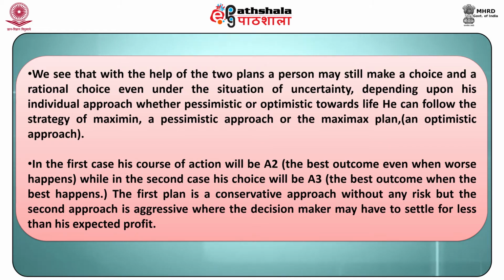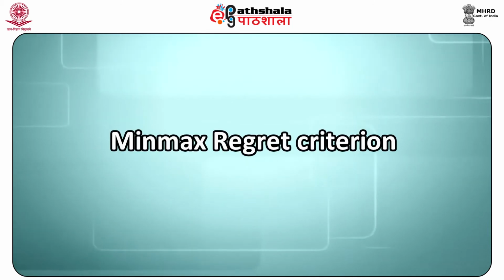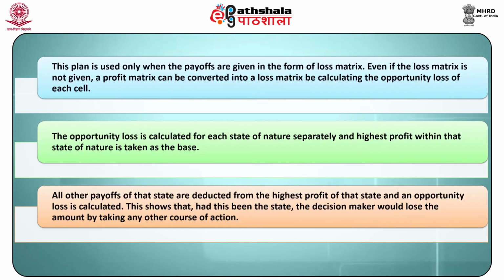The first plan is a conservative approach without any risk. But the second approach is aggressive, where the decision maker may have to settle for less than his expected profit. Next is the Minmax regret criterion. This plan is used only when the payoffs are given in the form of a loss matrix. Even if the loss matrix is not given, a profit matrix can be converted into a loss matrix by calculating the opportunity loss of each cell.